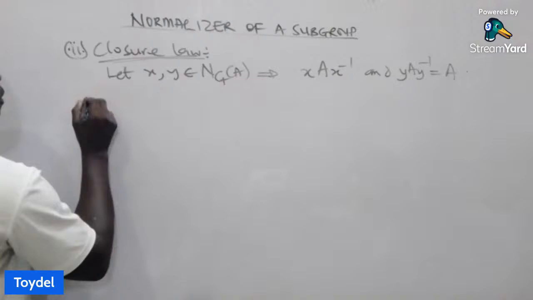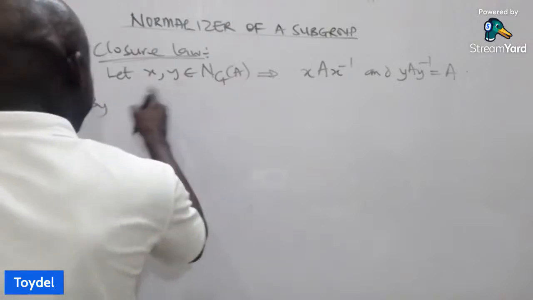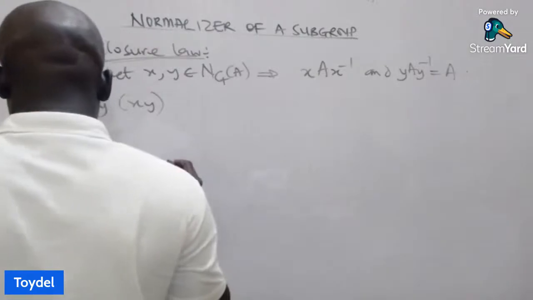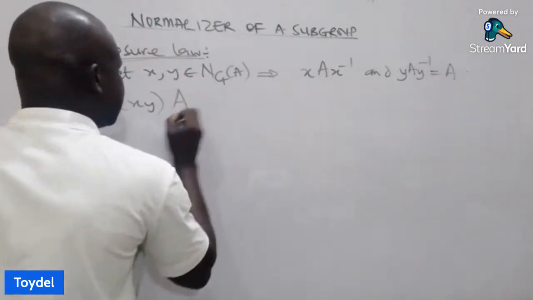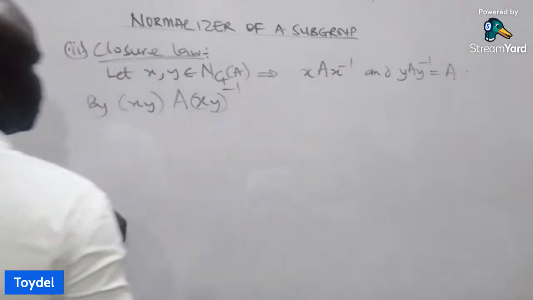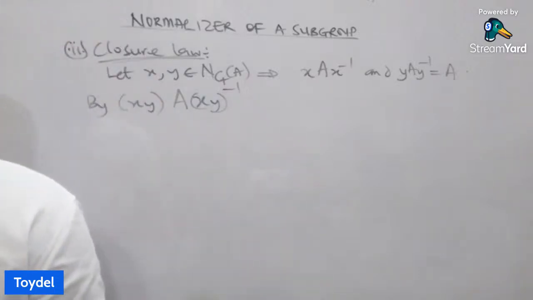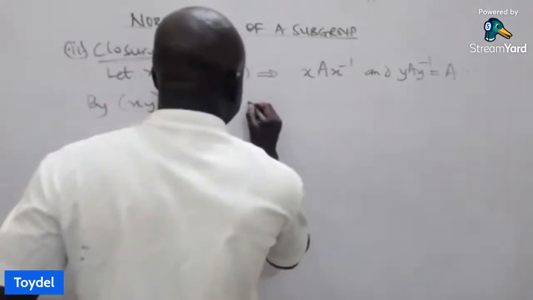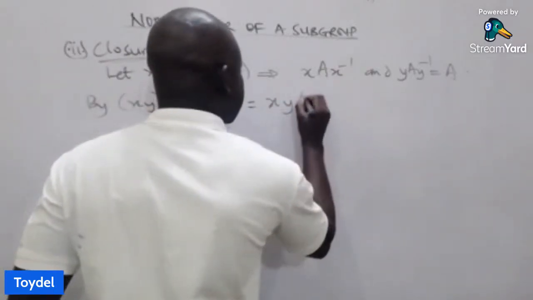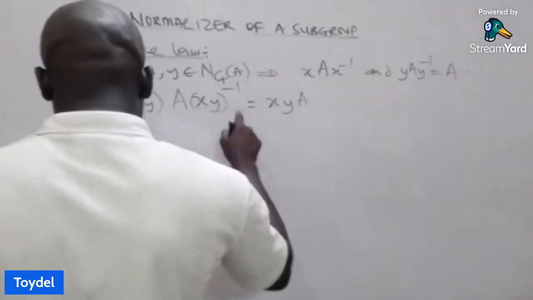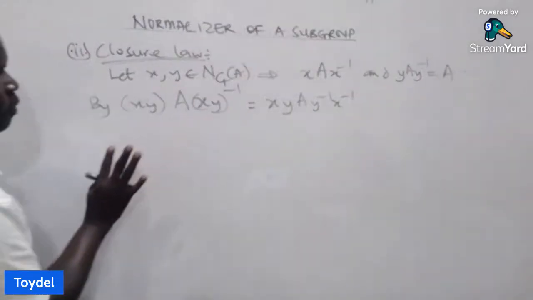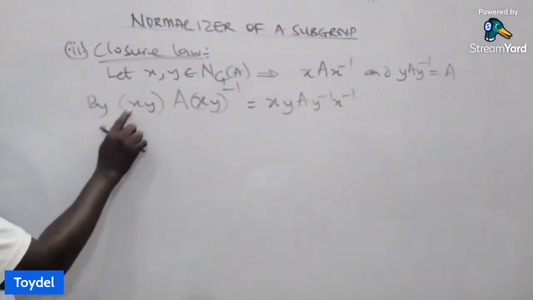Then if you now pick x and y, the combination of the two, it is the same thing as saying (xy) A (xy) inverse. We are still on the same page, and this is the same thing as saying xy A (xy) inverse. I can split this to be y inverse, x inverse. There's no problem. It's just indices.